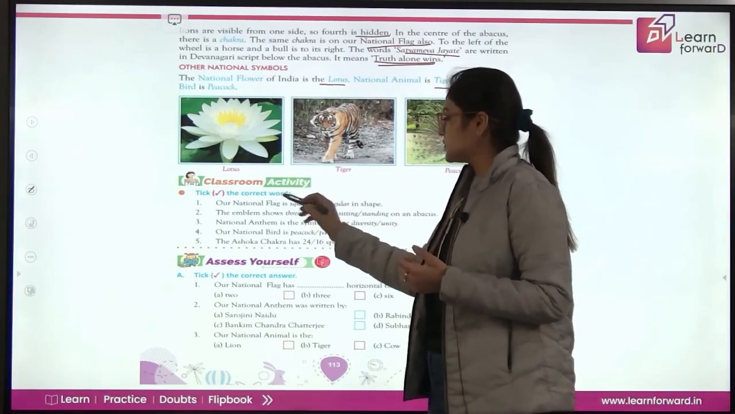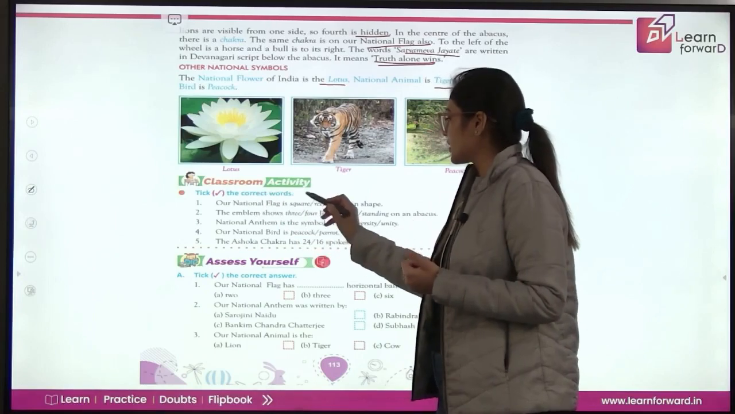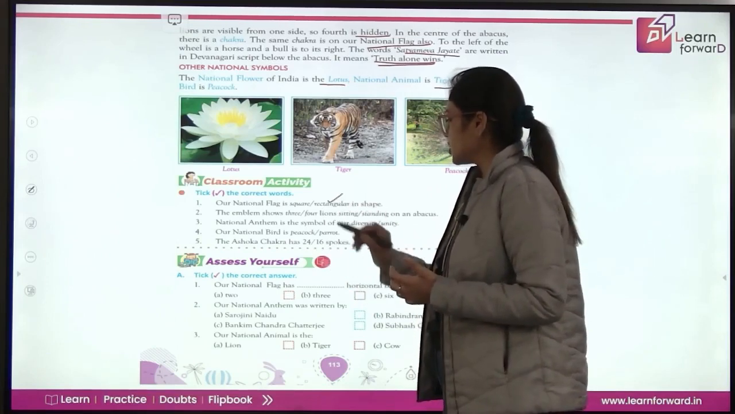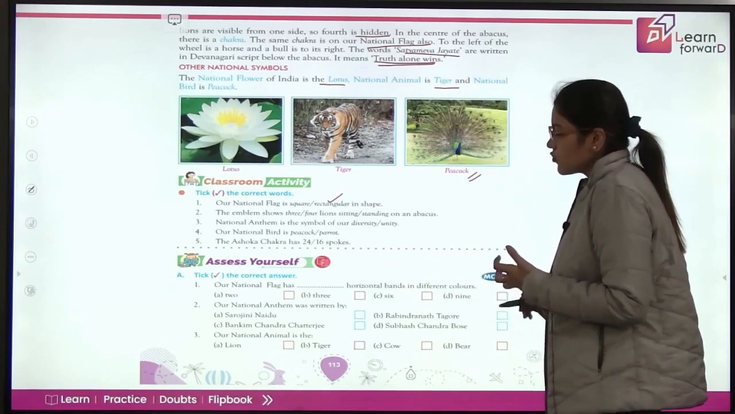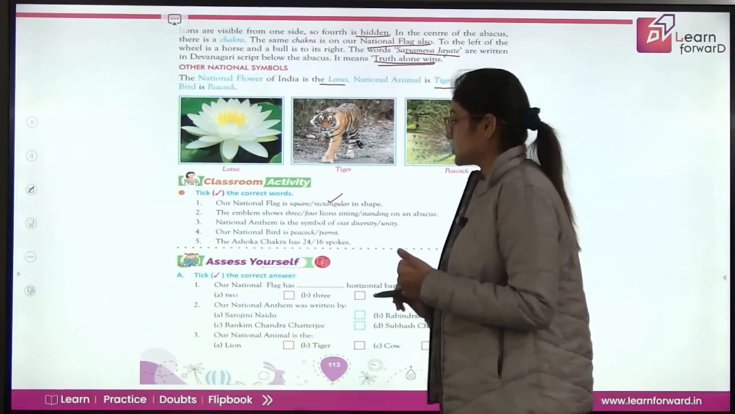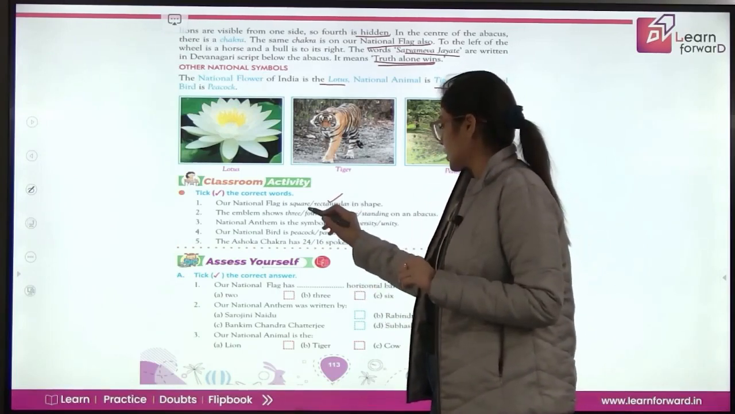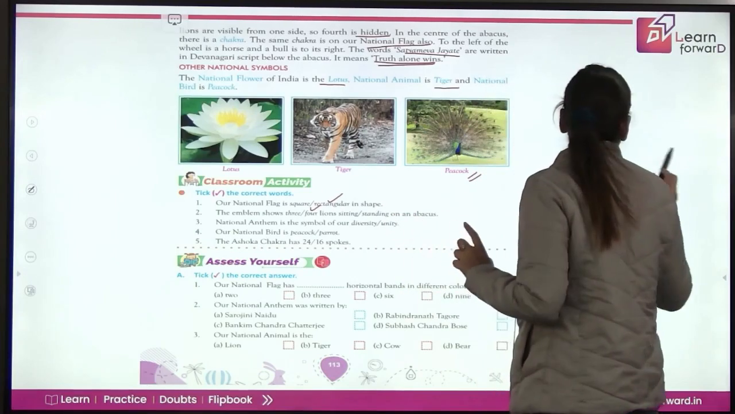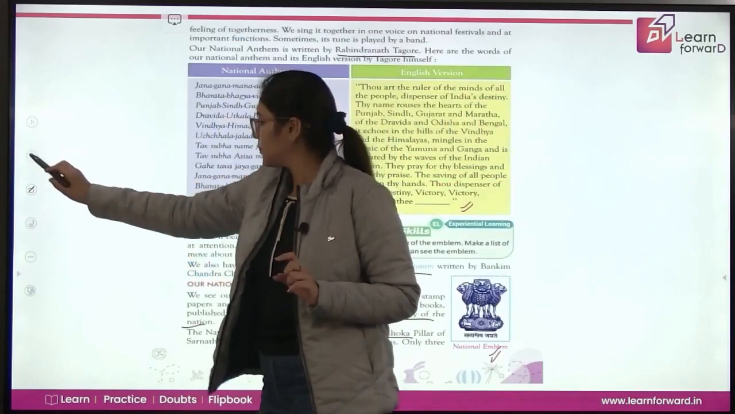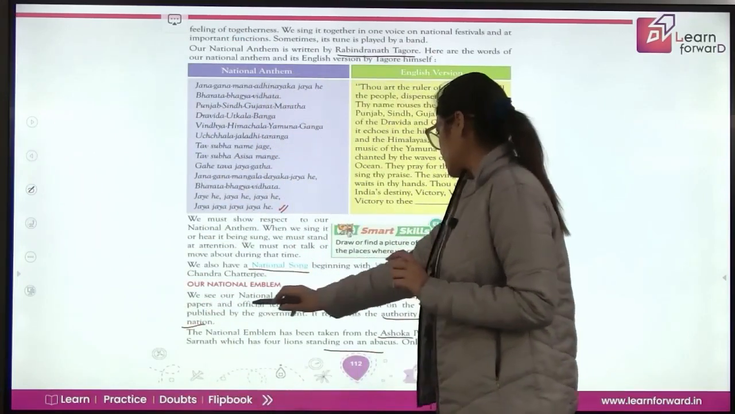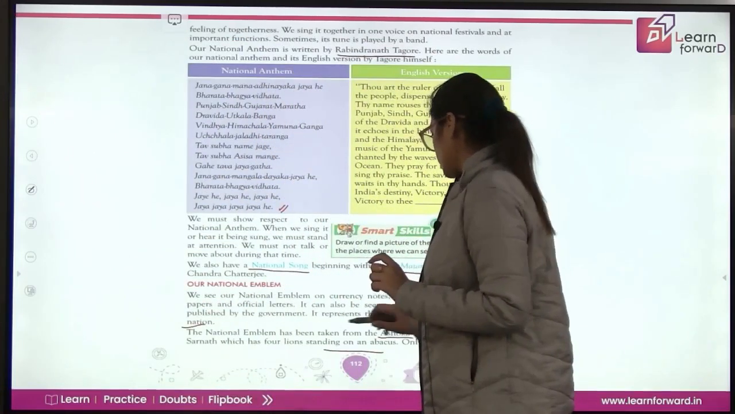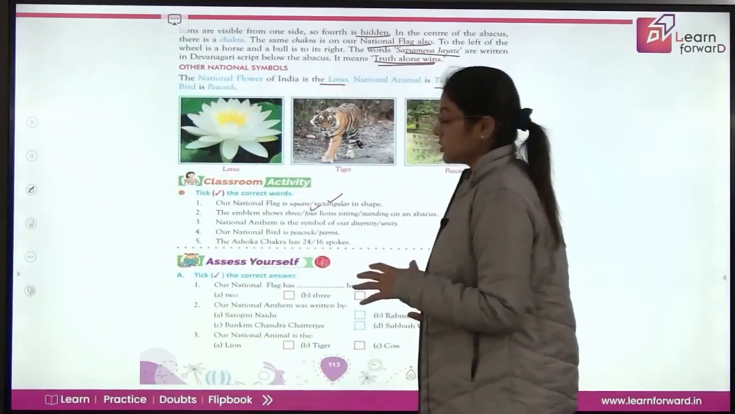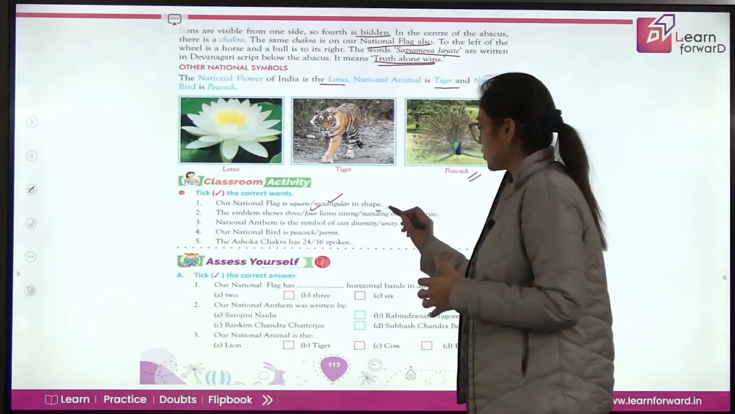Now classroom activity, take the correct words. First, our national flag is square or rectangular in shape. So it is basically rectangular in shape. The emblem shows 3 or 4 lions sitting or standing on an abacus. Emblem shows 4 lions standing on the abacus. Let me just check once, is it standing or sitting? The emblem is seen on currency notes and also on the books by the government, and it shows the authority, the national emblem. We can see in the emblem, you can check the emblem, they are standing on the abacus.